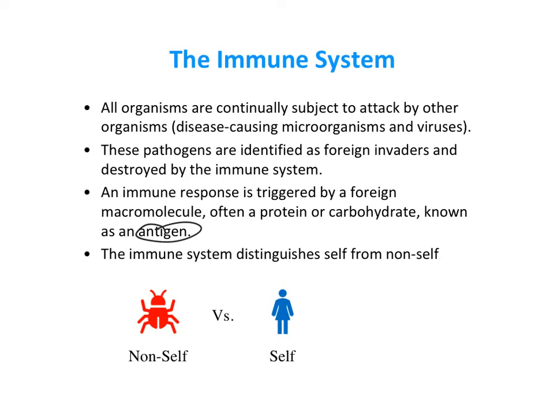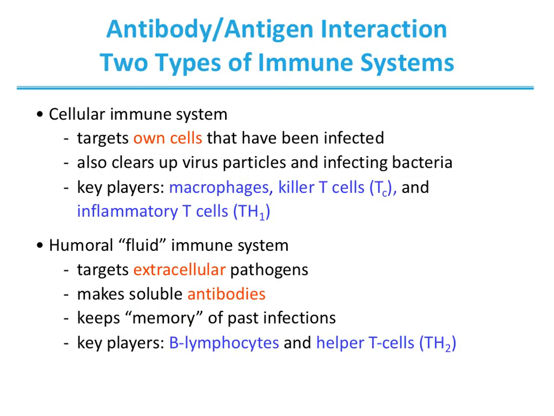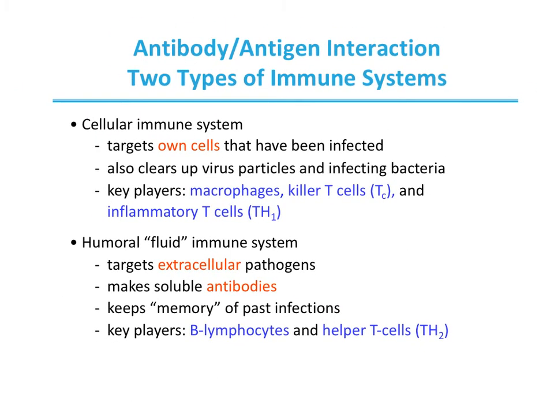The immune system works by distinguishing self from non-self. And indeed, in autoimmune diseases, there is a disconnect between what is the self and what is the non-self, and the immune system ends up attacking self. There are two types of immune systems, the cellular immune system and the humoral or fluid immune system. This section will focus on the humoral immune system.